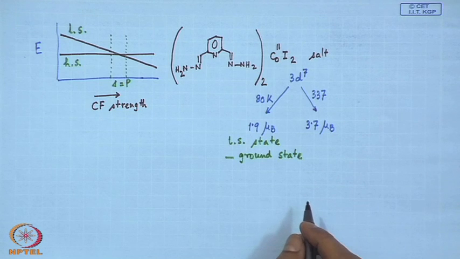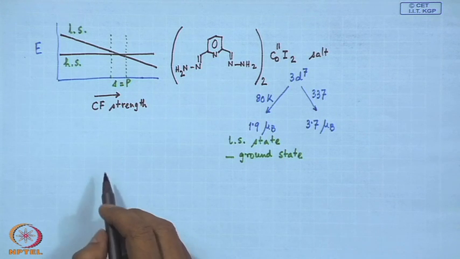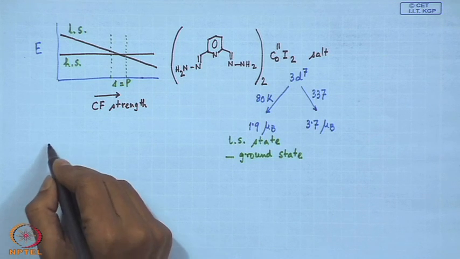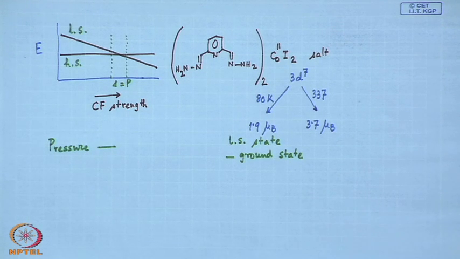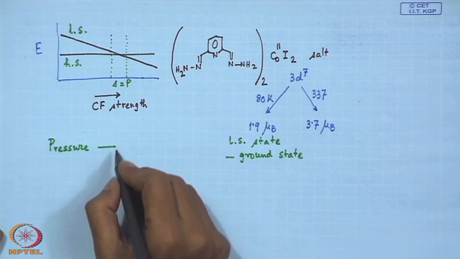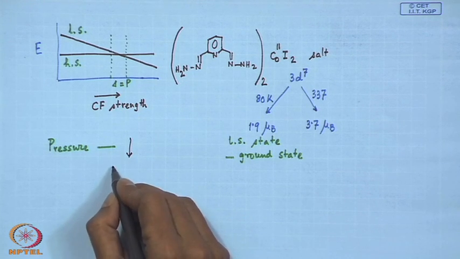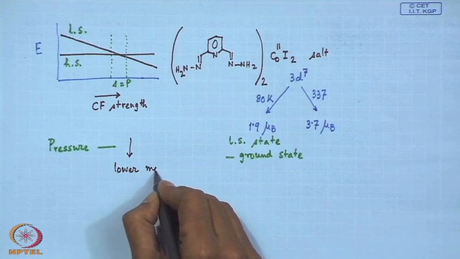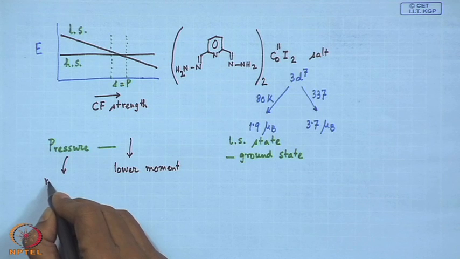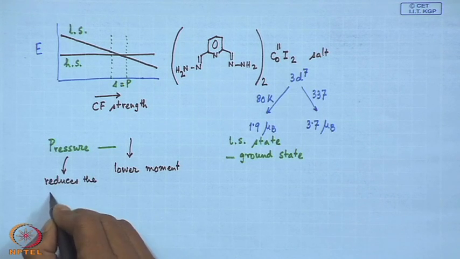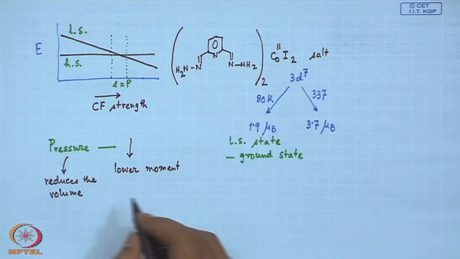In this particular case and in some other cases also, not only the temperature, that means if we change the temperature your situation can change from one side to the other, but the corresponding pressure effect can also be seen, that how pressure can change the magnetic moment. So, when we put pressure on the compound and measure the magnetic moment, we get a lower magnetic moment, because the exerted pressure reduces the volume, which can be our molar volume or the molecular volume.